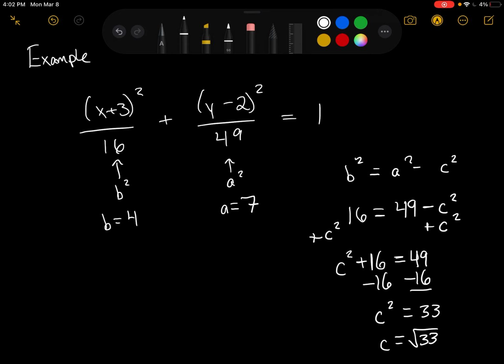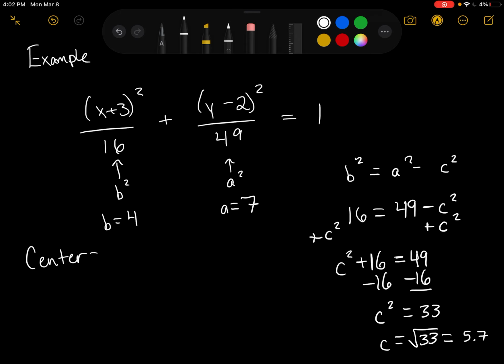So I would say for this, we can leave it as 33, or we can leave it as, we'll say like 5.7. Either of those are okay. So now what this means is, based off of the information that we have to identify everything, we have to go through vertex, covertex, focus, all of those types of things here.